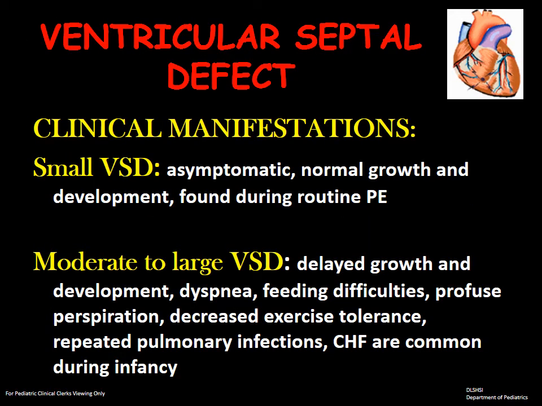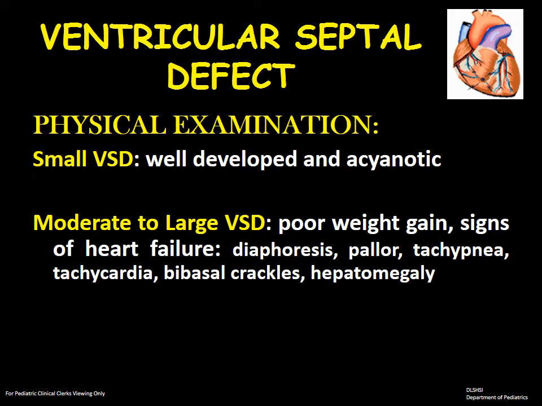For its clinical manifestation, small VSD is usually asymptomatic with normal growth and development, only found as a murmur during routine PE. Moderate to large VSD has delayed growth and development, dyspnea, feeding difficulties, decreased exercise tolerance, and signs of congestive heart failure during infancy. On your physical examination in small VSD, the child is well developed, acyanotic, with presence of a murmur. Moderate to large size has poor weight gain, signs of heart failure, diaphoresis, pallor, tachypnea, tachycardia, hepatomegaly, and crackles.